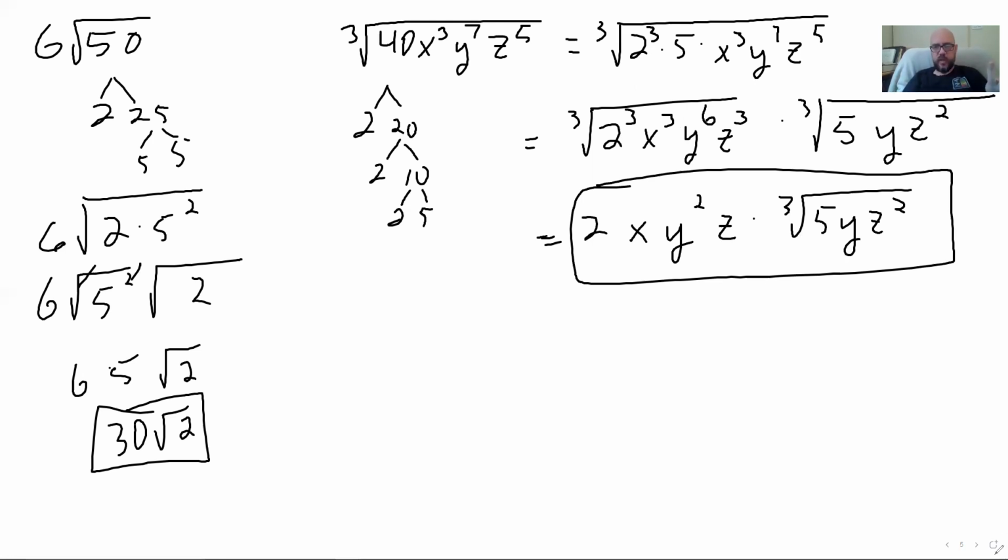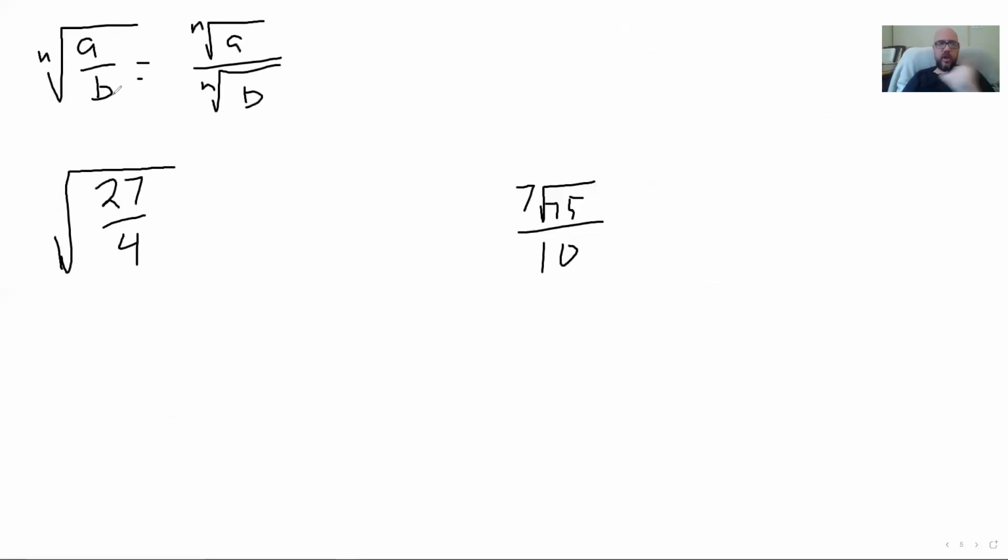There you go. That's simplifying radicals. So there's one other thing I want to mention, which is what to do with fractions. And fractions work the same as numbers that are being multiplied. So the nth root of a over b, you can split up radicals over division as well. So it's nth root of a over nth root of b.